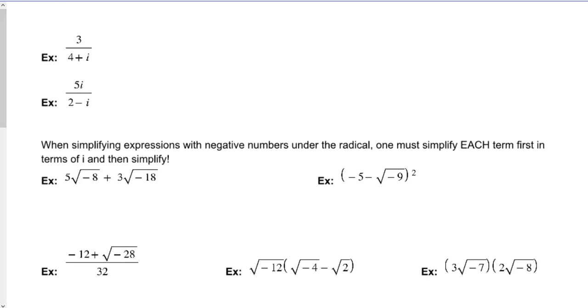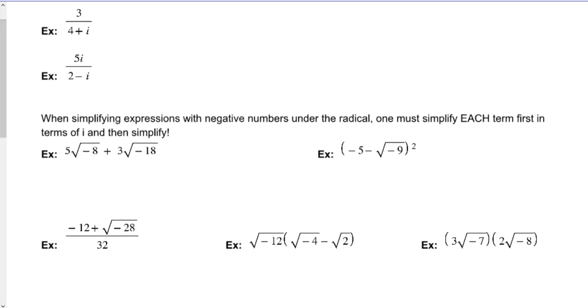Okay. So if I have 3 divided by 4 plus i, I'm dividing by that complex number. And because there are two terms there, I need to multiply the top and bottom by something. And that something has to be the conjugate of the denominator. So if I have 4 plus i, change that middle sign, gives me 4 minus i. And 4 minus i.